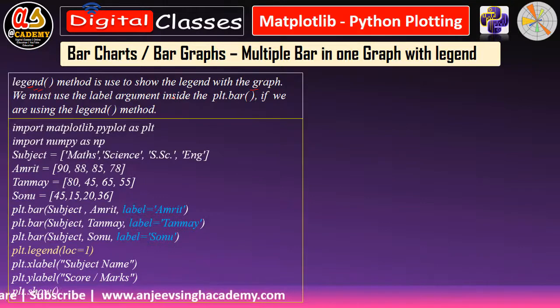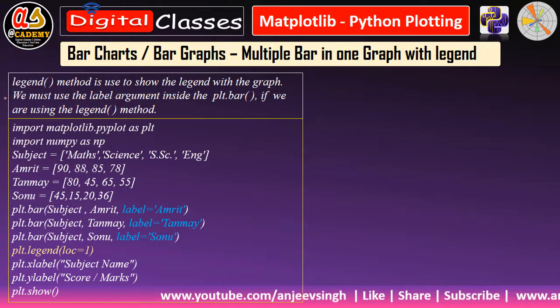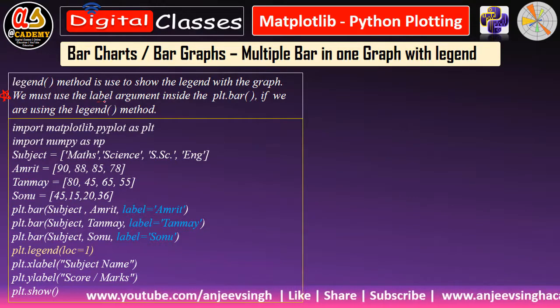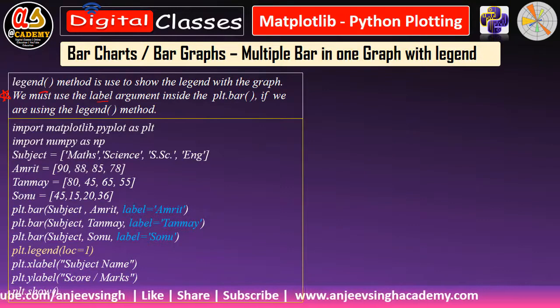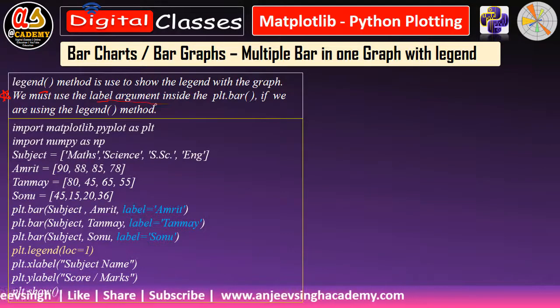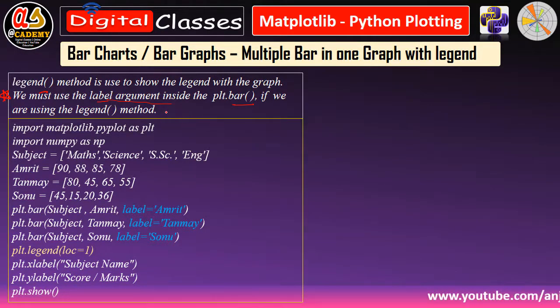So if you want to show the legend with your graph, you need to call the legend method with the help of the plot library. But there is one thing you must remember: if you are using the legend in your graph, then a label must be mentioned inside the bar function. A label must be mentioned inside the bar function if you want to use the legend properly in your graph.